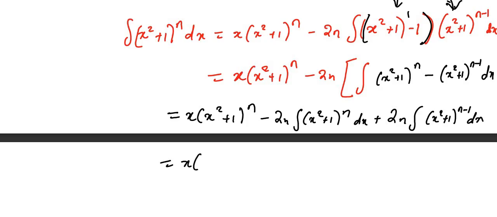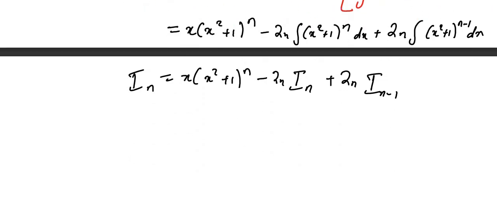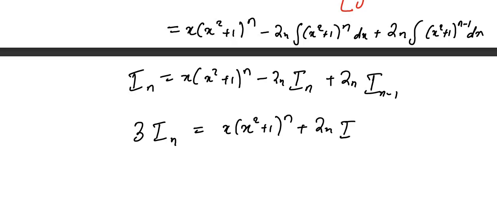So you're able to see that the power has decreased on this side. So we're just saying this is almost similar to what we have, the original thing. So we call it I_n. This is also the same as I_n on this side. So this part here will just give you a plus 2n whenever you have I_(n minus 1). This is like the original case, now subtract 1 from the power. So this is what we have, and we can just make I_n to be the subject of the formula. Take this on the other side. It will be 3 I_n is equal to x (x squared plus 1)^n plus 2n I_(n minus 1).